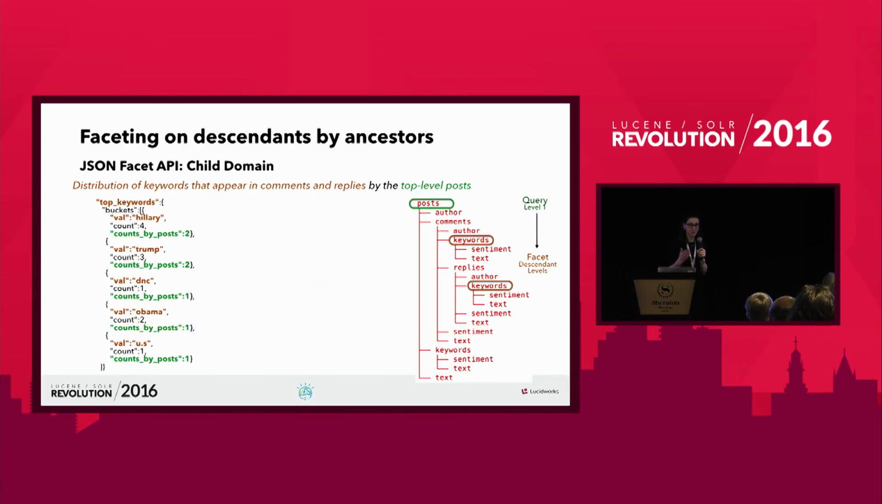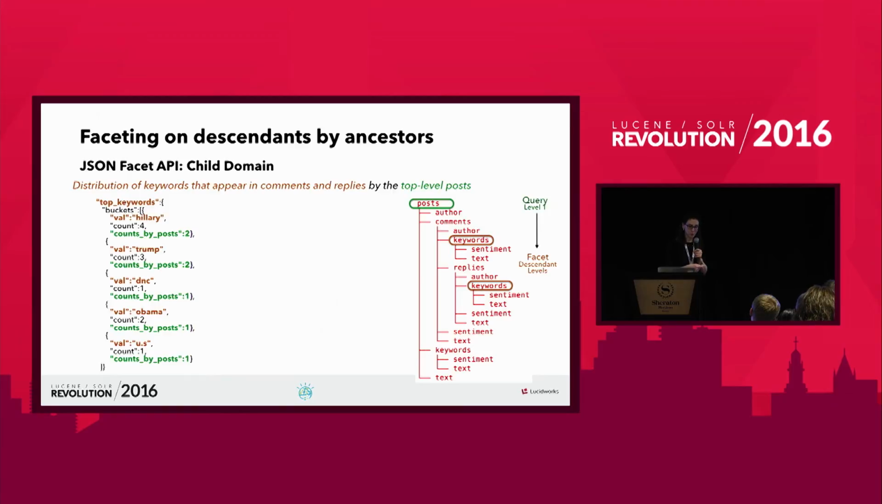So the next step would be, we went just from bottom up, now let's go top down. Let's find the distribution of keywords that appear in comments and replies by the top level posts. We have all kinds of threads, each post starts a thread, and there would be different keywords at different levels, so we just take all those keywords and count in how many original posts they appear. Again, it is possible, it is done with the JSON Facet API child domain, which is kind of natural.